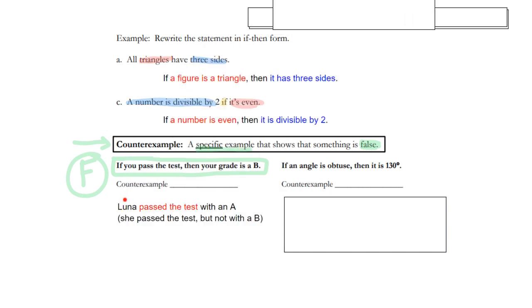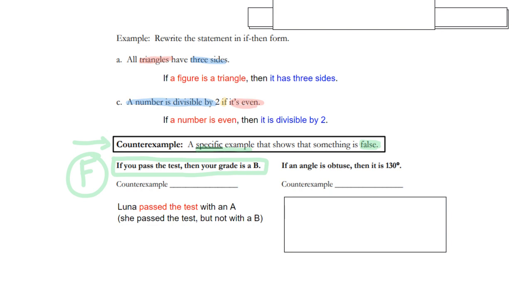A specific example, so I'm just talking about Luna. I just came up with a person. Luna passed the test. So my hypothesis is true. My condition is met, but she got an A. She passed the test with an A, so then my conclusion does not follow. Pass the test, but not with a B. That is a specific example that shows that that statement was false.